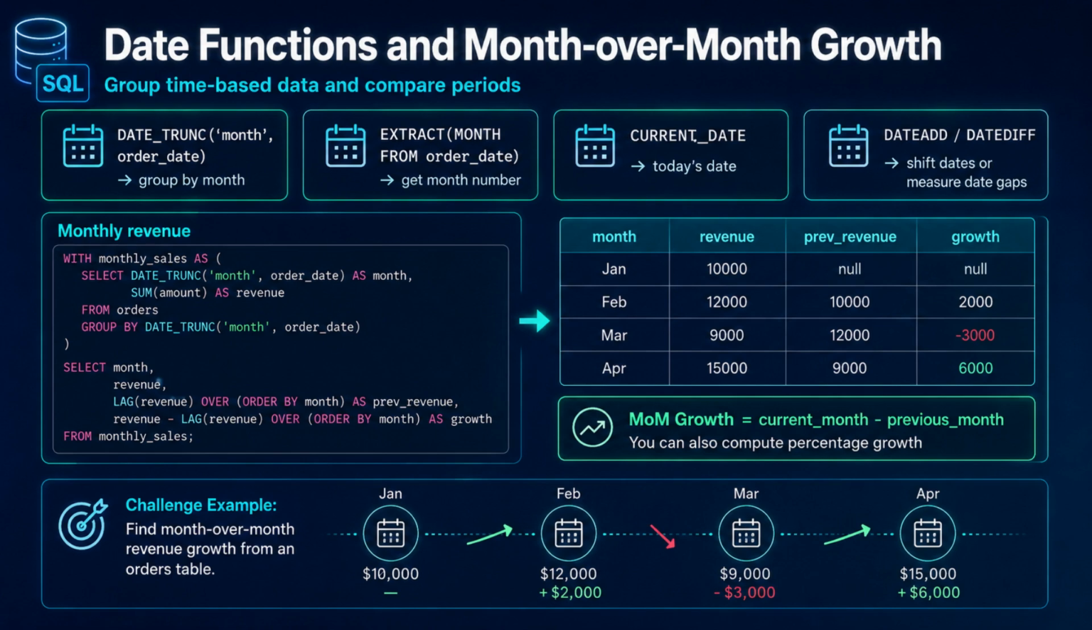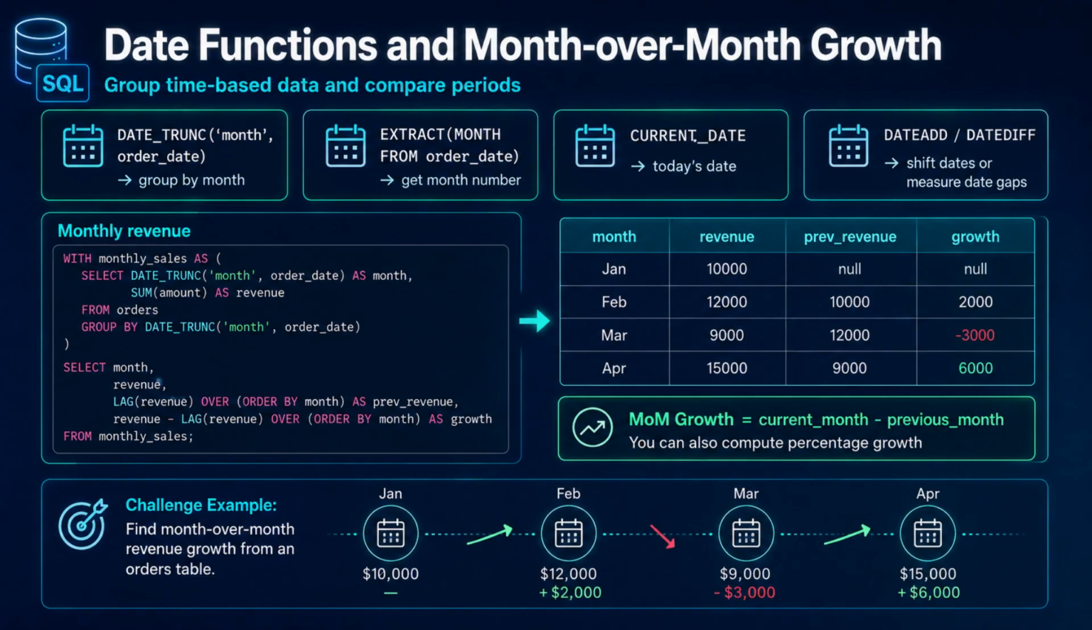For example, all January order dates become the January month value, making it easier to analyze data at a monthly level. EXTRACT(MONTH) can be used when you only need the month number, such as 1 for January, 2 for February, and so on. CURRENT_DATE gives today's date, which is useful for filtering or comparing data against the current point in time. DATE_ADD and DATE_DIFF help you shift dates or measure gaps between dates. These functions are particularly useful when you want to look at data from previous periods or calculate the difference between 2 dates. Now, for month-over-month growth, the process has 2 main steps.